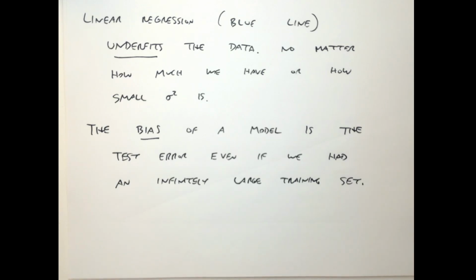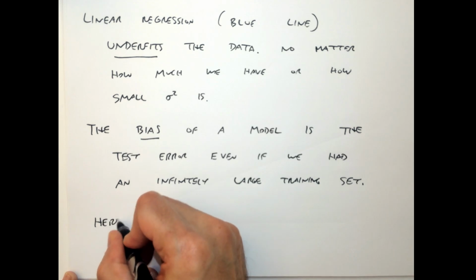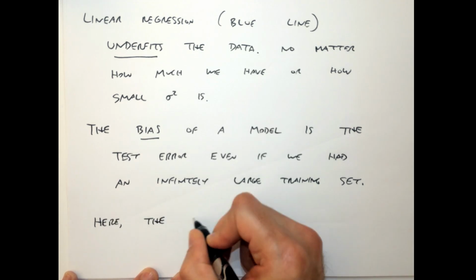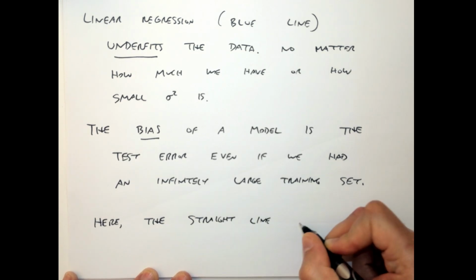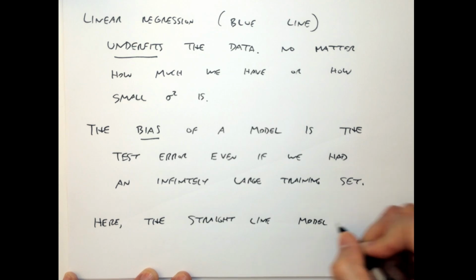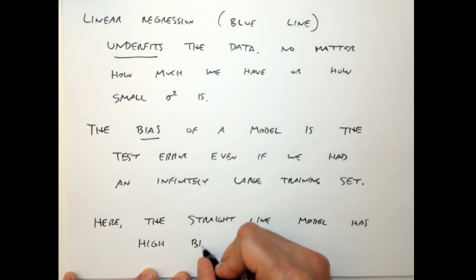In this case, we would say that the linear model has high bias, because even if I gave you a million noiseless points, I would still have a high error. So in this case, the straight line model has high bias.